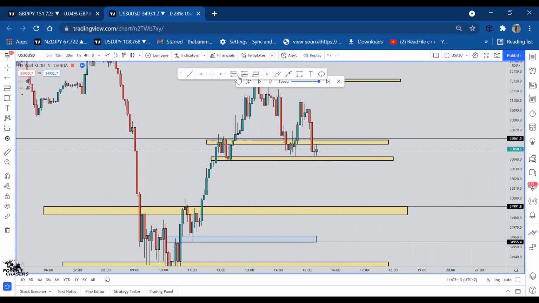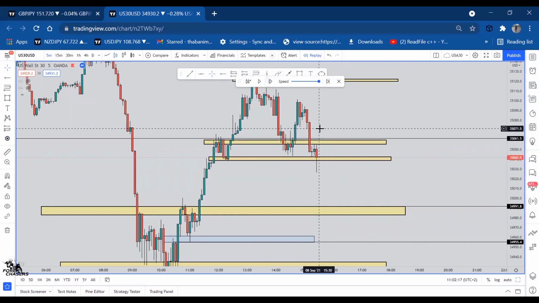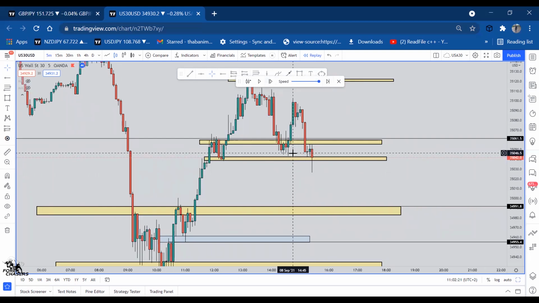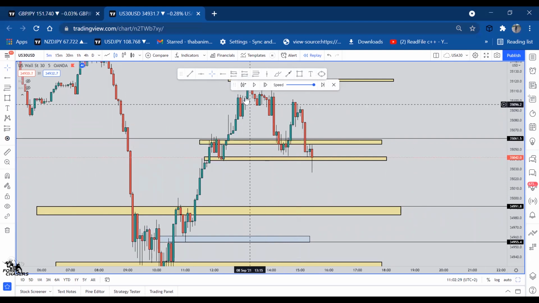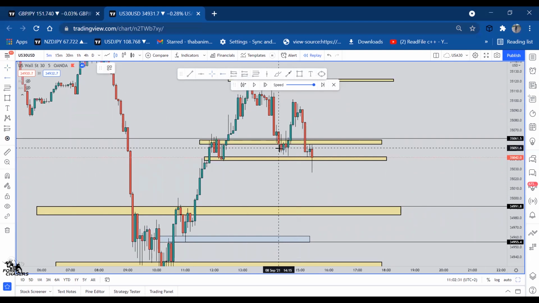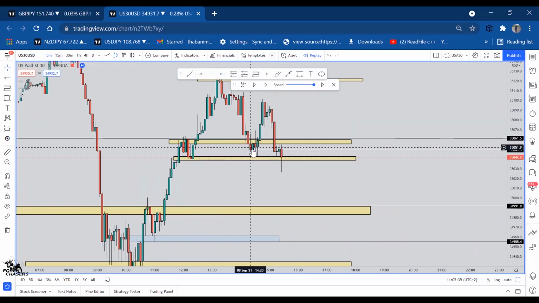So let me just click on the play button. You can see this is 25 past. If you can see this candlestick, guys, you're going to see that we did manage to break below this key area here. This key area here, guys, we did manage to break below this area here.